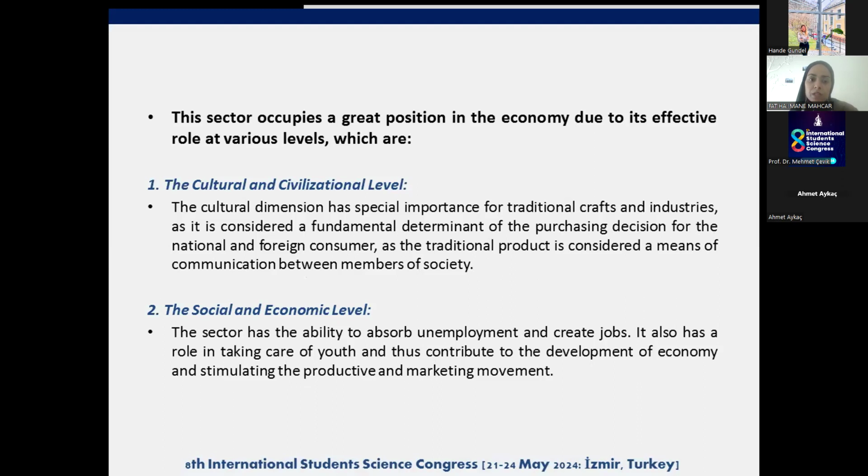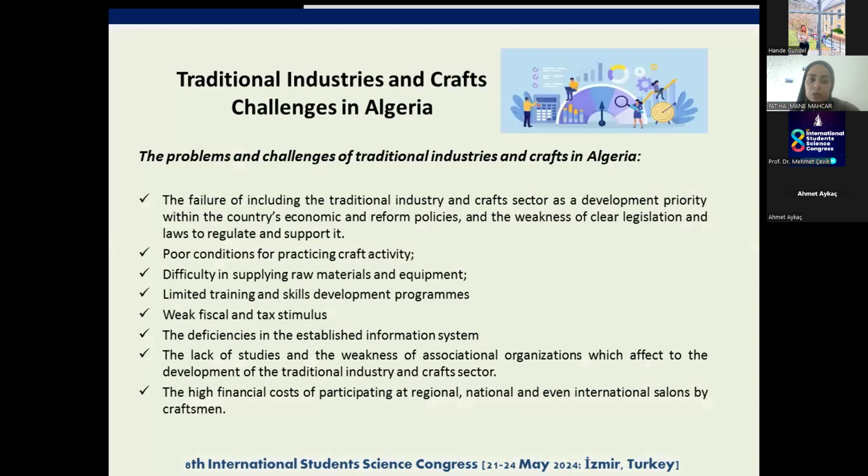The cultural dimension has special importance for the traditional crafts and industries, as it's considered a fundamental determinant of the purchasing decision for the national and foreign consumer, as the traditional product is considered a means of communication between members of society. At the social and economic level, this sector has the ability to absorb employment and create jobs. The traditional industries and crafts in Algeria.